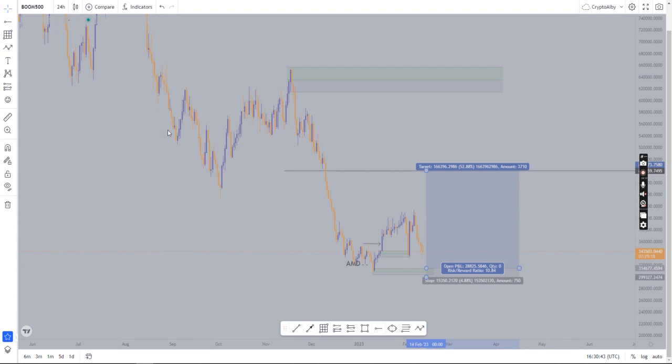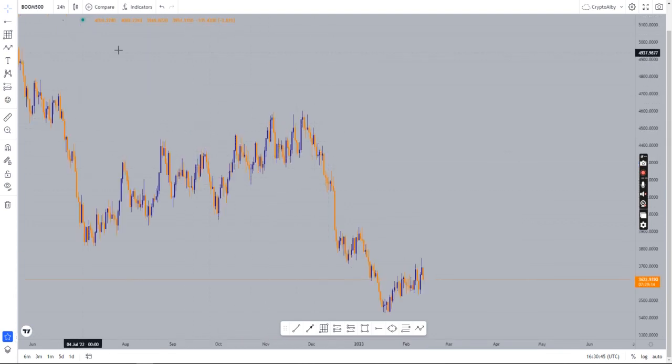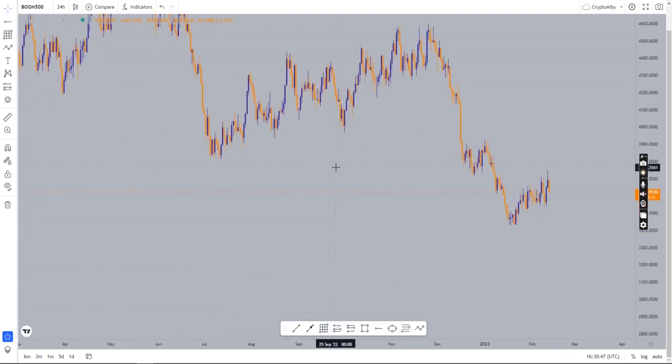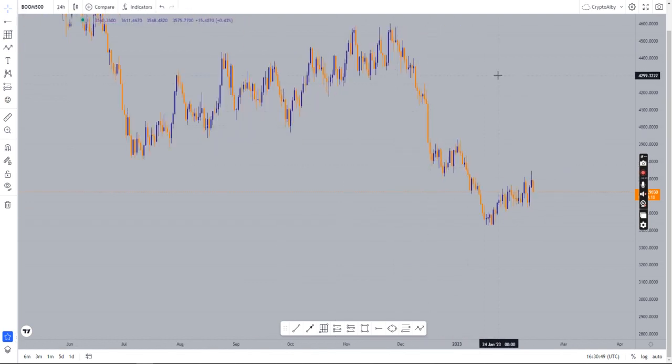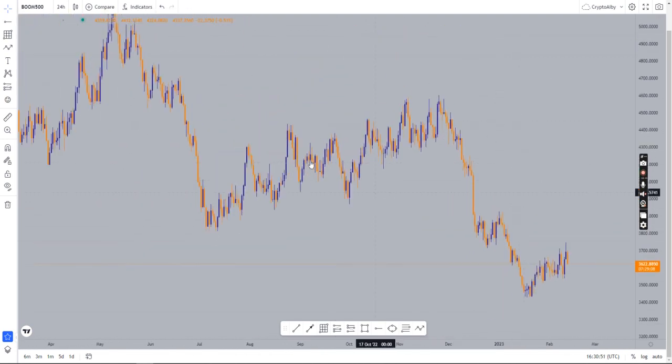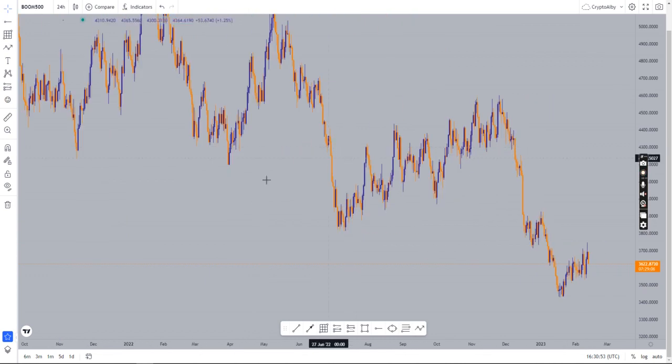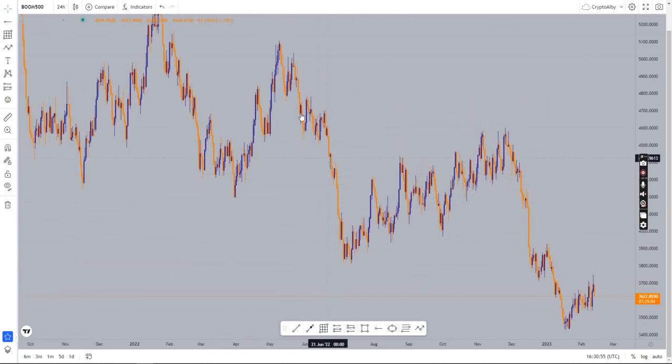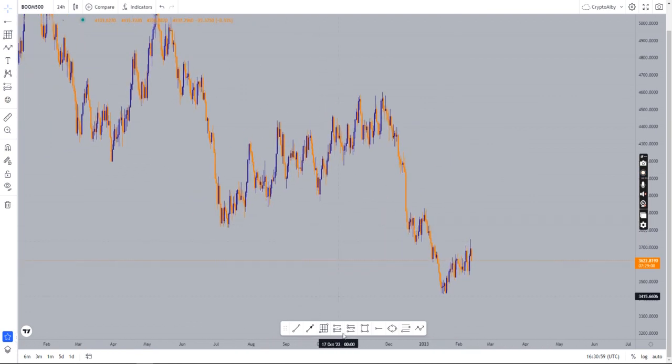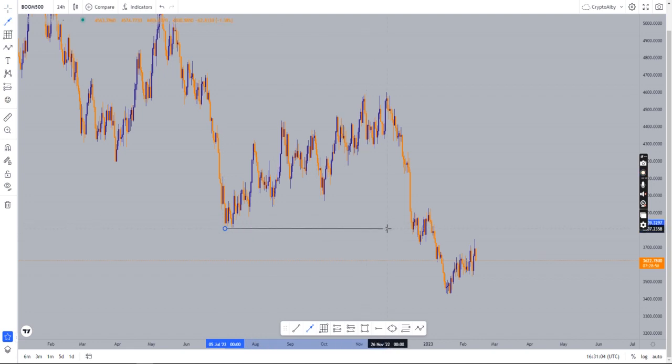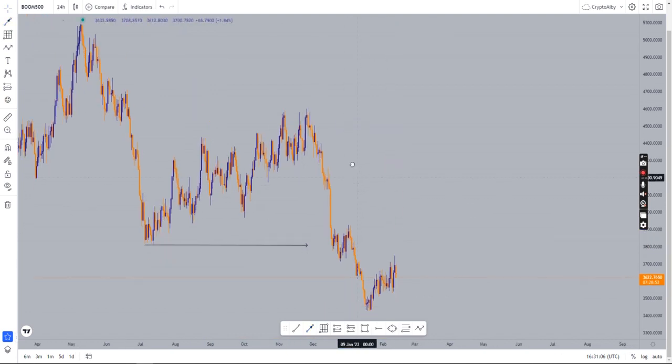Boom 500 index. So this is the daily time frame on the Boom 500. On the daily time frame, we can also see we are still in a downtrend: break of structure, pullback, break of structure. There was a break of structure here, and we've not had a pullback yet. We are still trying to get the pullback.